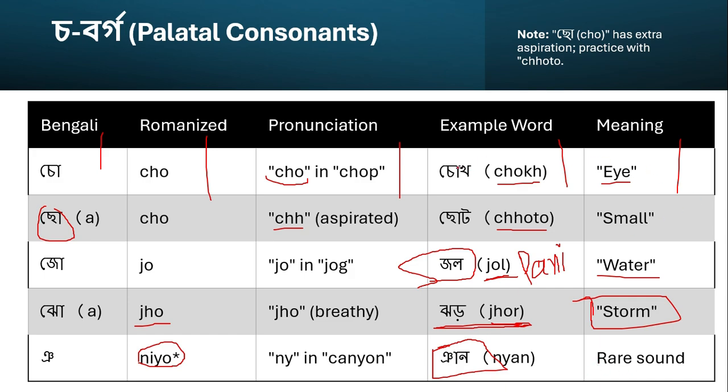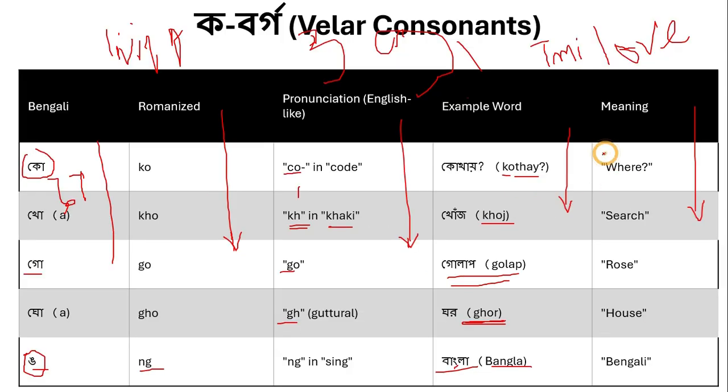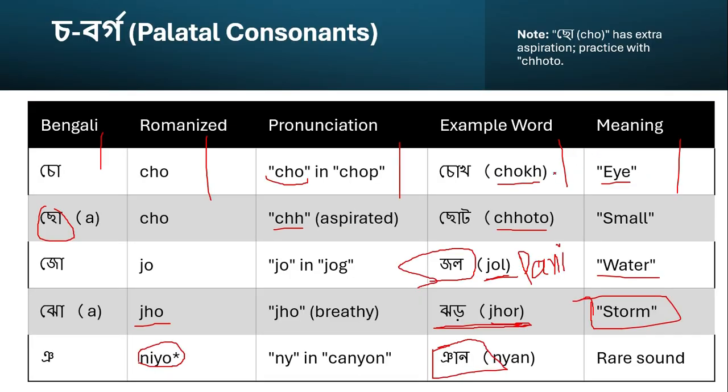So now we make a sentence with this word. Chok. Where is your eye? Tomar chok kothay. Where means what we read before. Where means kothay. Tomar chok kothay. Where is your eyes? Are you hearing? Okay. I repeat it again. We read first where. Where means kothay. So here, where is your eyes? Tomar chok kothay. Where is your eyes?